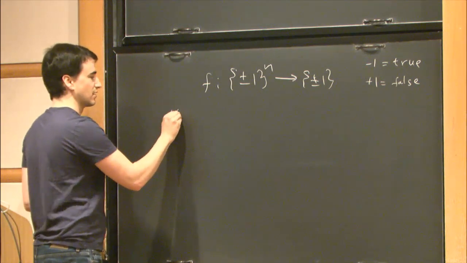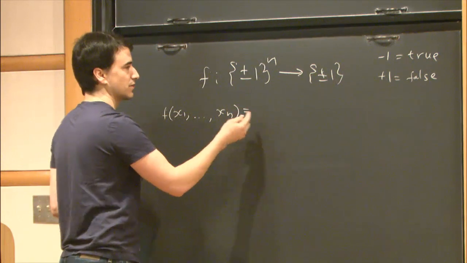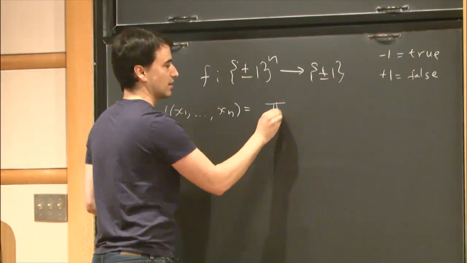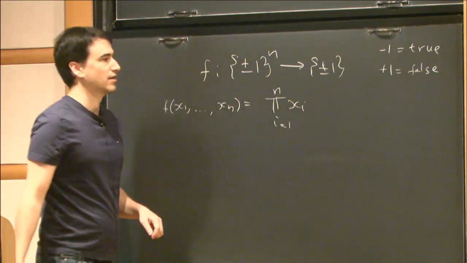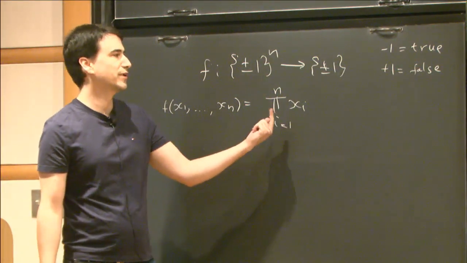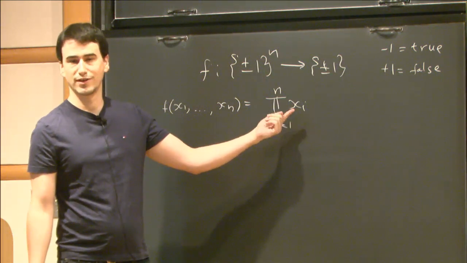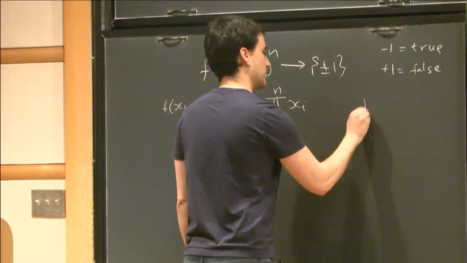So one is the parity function. In this notation, this is simply the product of the xi's. If you think about it, you count how many true bits you have, and you take it modulo 2. Right, so this is parity.